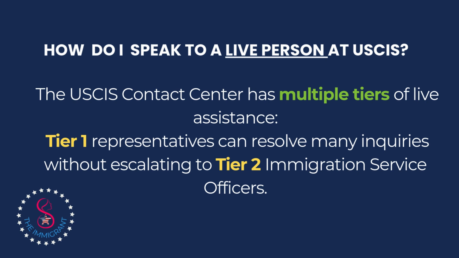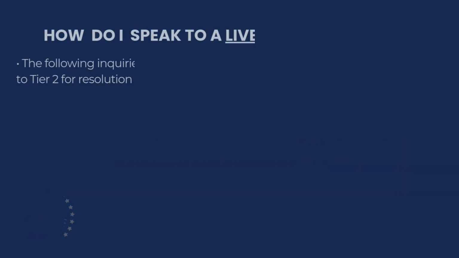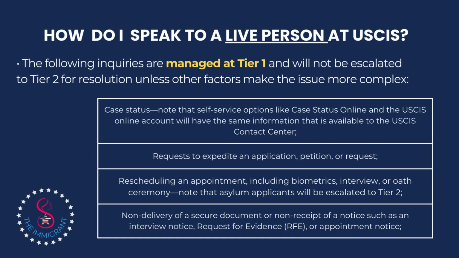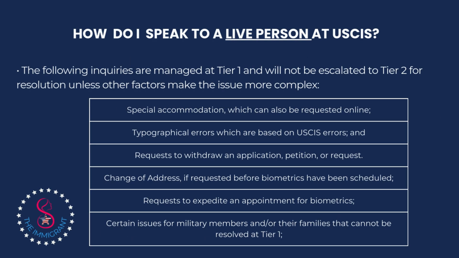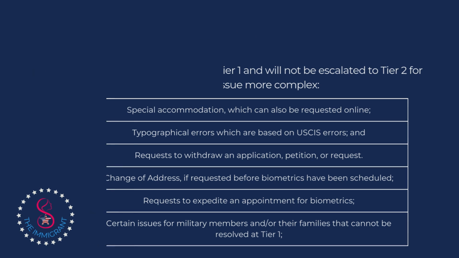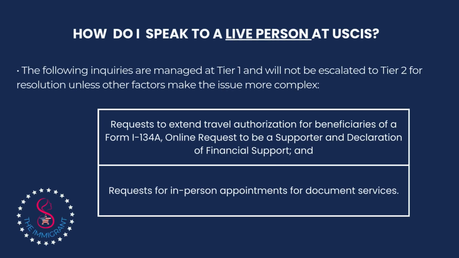Here's what Tier 1 can help you with: case status inquiries, requests to expedite applications, rescheduling appointments, including biometrics and interviews, addressing non-delivery of secure documents or notices, requesting special accommodations, correcting typographical errors due to USCIS mistakes, withdrawing applications or petitions, changing addresses before biometrics are scheduled, expediting biometrics appointments, military-related issues, extending travel authorizations for certain beneficiaries, and scheduling in-person appointments for document services.